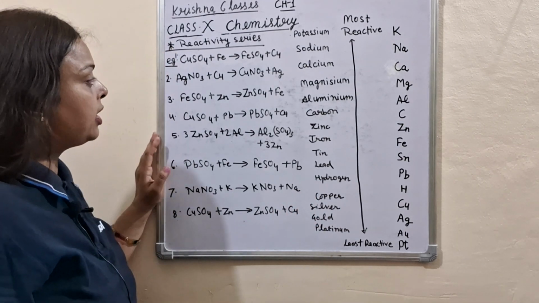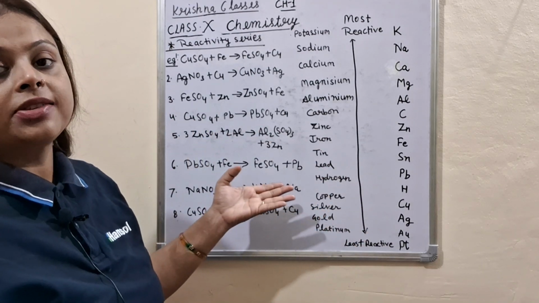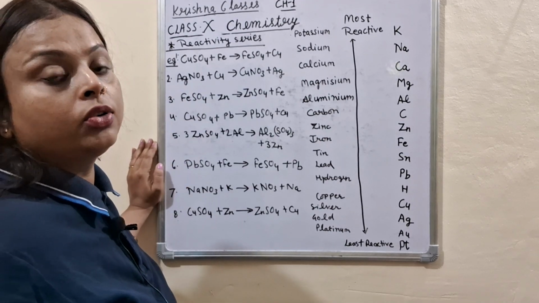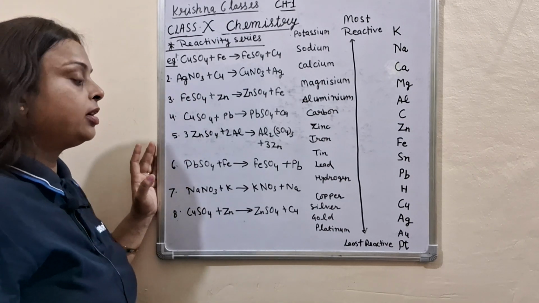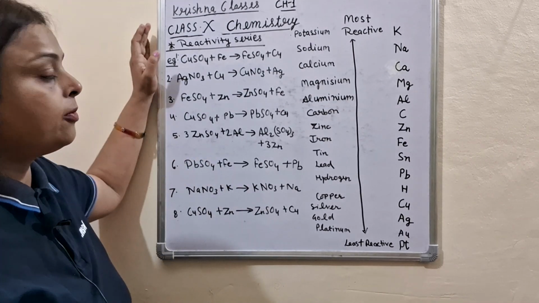Here some examples are given in which bottom elements are easily replaced by the top elements, because top elements are more reactive. Hope you understand very well. Hope the language is very easy and very clear.